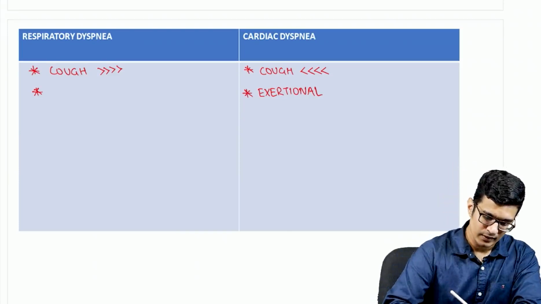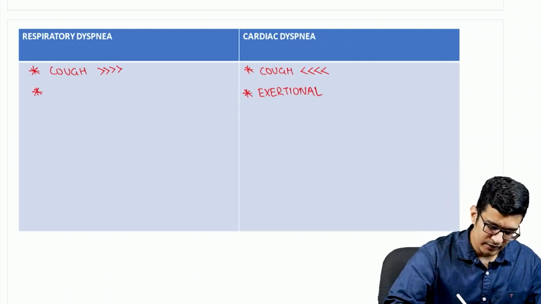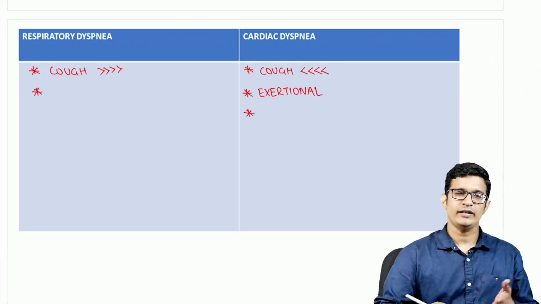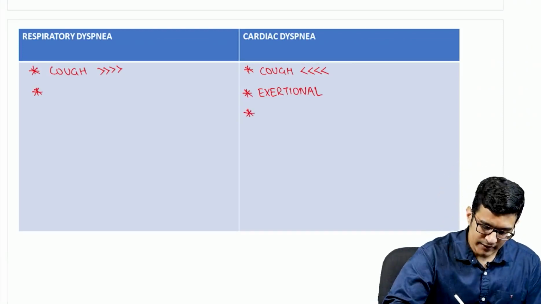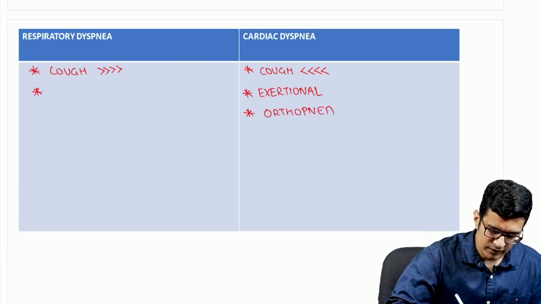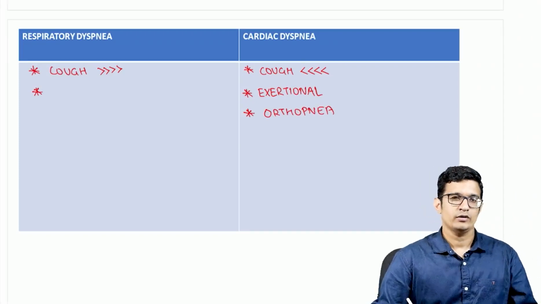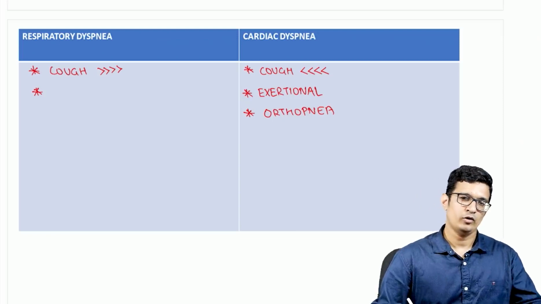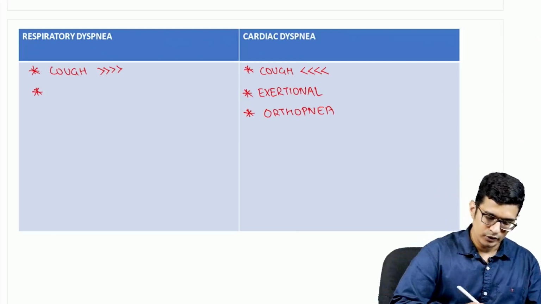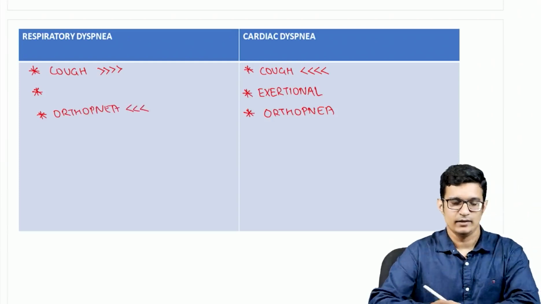Okay, and in sync with that, patients having cardiac failure will generally have worsening of breathlessness on lying down, and that condition is what we call orthopnea. Worsening of breathlessness in the lying down position. So this is also highly in favor of a diagnosis of cardiac etiology. You should also know that orthopnea could be seen in severe respiratory conditions as well, but it is very less likely.